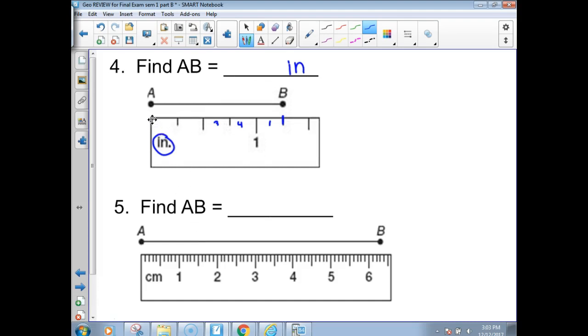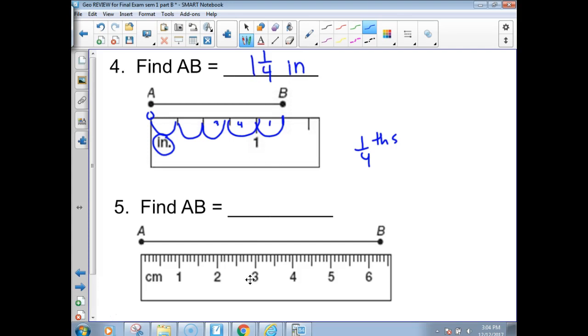There are how many marks from 0 to 1? 1, 2, 3, 4. So that means this is in 1/4. Okay, quarters. So this would be 1 1/4 of an inch. Did anybody write 1.25? Okay, nobody did. So if you wrote 1.1, you've got to get out of that. That's not correct. It's got to be 1 1/4.